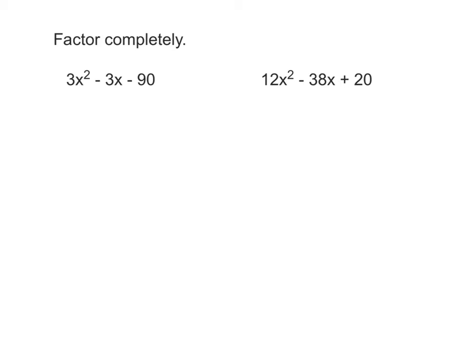So we have a couple more examples here of factoring completely. The first one says 3x squared minus 3x minus 90. The first thing you might be thinking you need to do is multiply the 3, the a, times the c, negative 90, to get negative 270. But don't do that. Because the first thing you want to do, as I mentioned on the previous slide, is look for a GCF. It is very important.